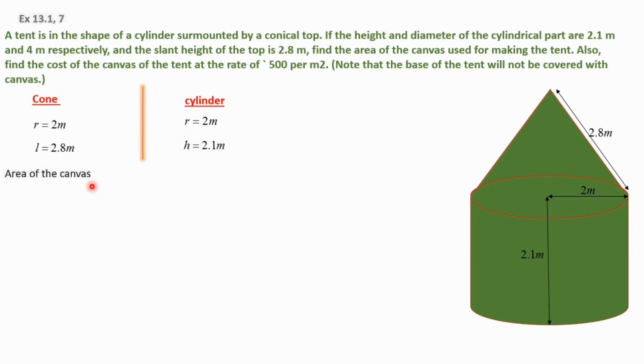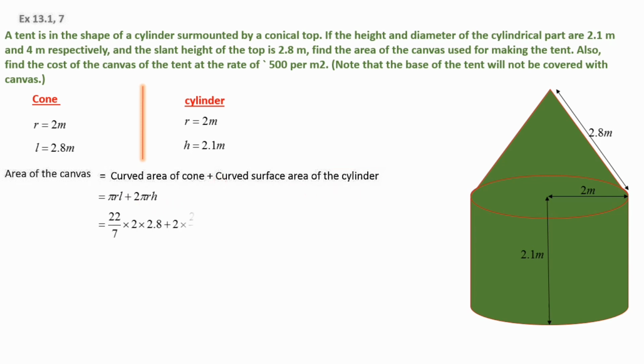Then area of the canvas. Area of the canvas in the sense which area it is visible for us. That one only we need to calculate. That is CSA of cone plus CSA of cylinder. CSA of cone, we know the formula pi RL. Here we have both R and L, so no need to calculate the third quantity. So pi RL plus curved surface area of cylinder is 2 pi RH. So just pi value 22 by 7 into radius. Radius is 2 into length or the slant height, that is 2.8 meter, plus 2 pi RH, 2 into pi value is 22 by 7 into radius of cylinder is 2 meter into height of the cylinder is 2.1 meter.